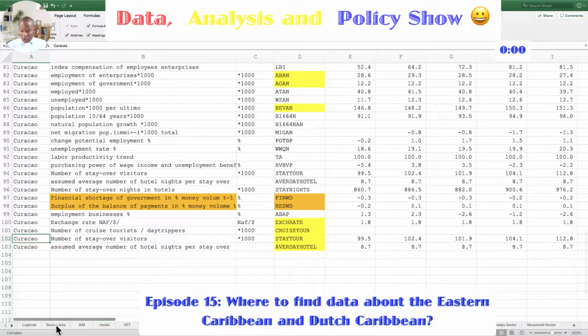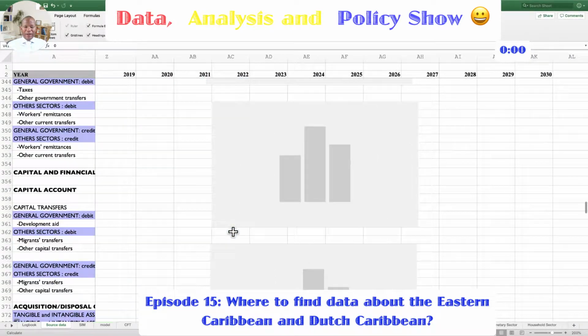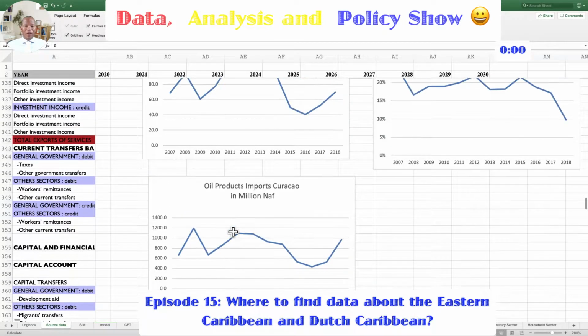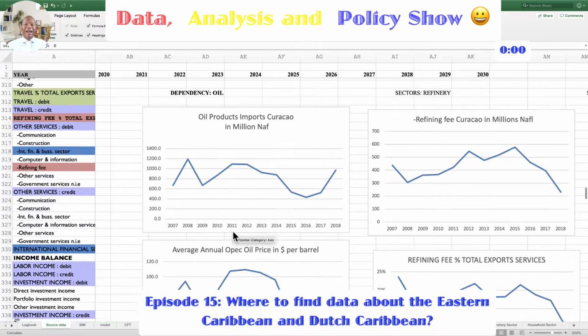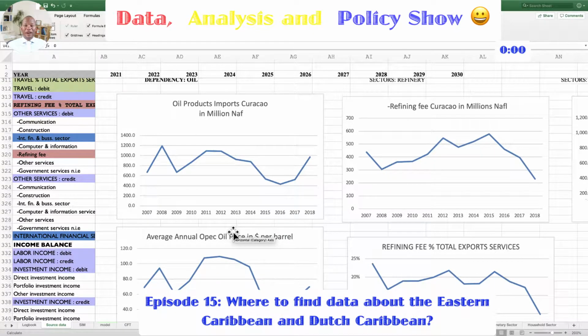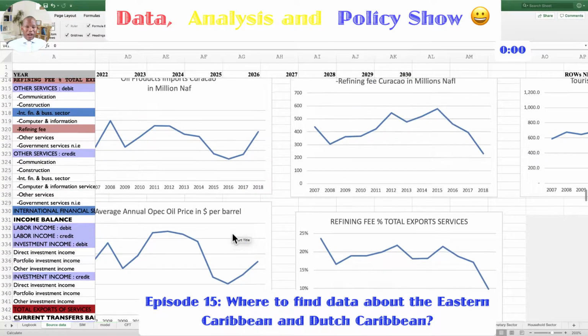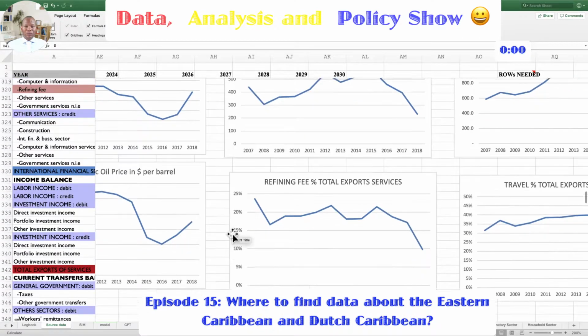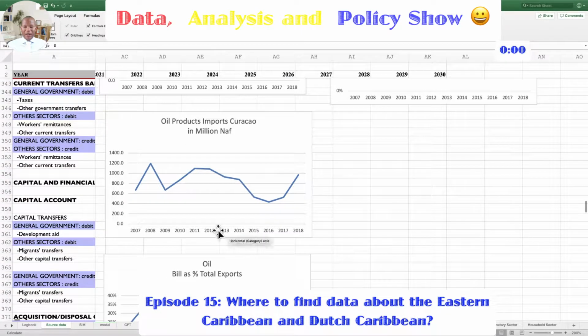Now let me show you some quick things about some variables, some analysis. Because what can you do with this data? This data is not only to show you the data, but the analysis. And I'm just giving you a peek of the analysis. So if you want to look at the oil imports of Curacao, you see here, now we made a graph based on the data and other data, a graph of the oil imports.